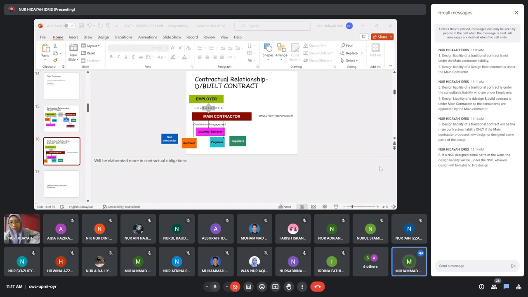Only? Only. If the main contractor proposes a new design instead of using the original design by the architects or engineer, so basically he will be held liable. Okay.